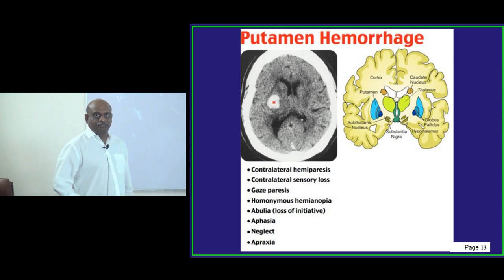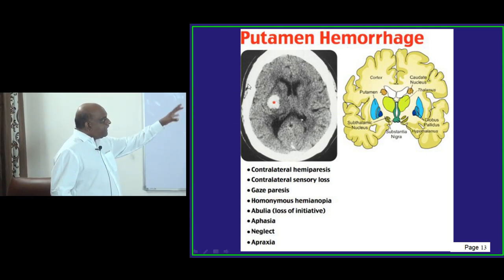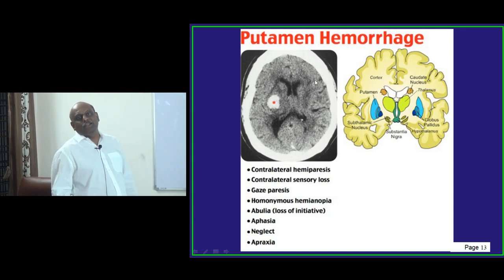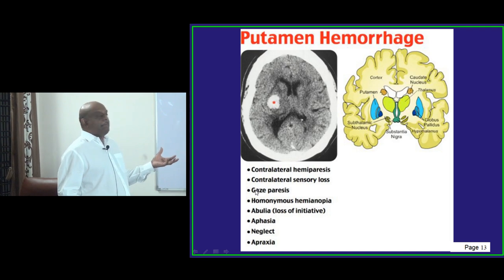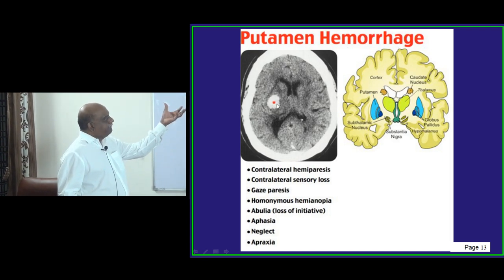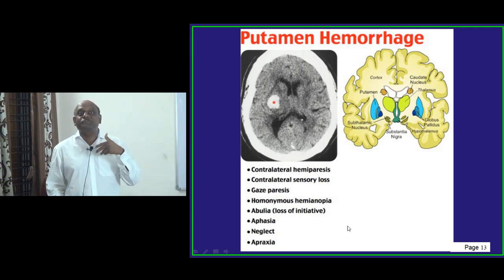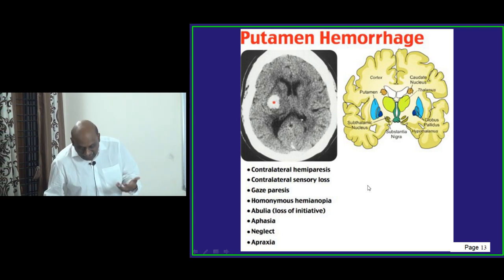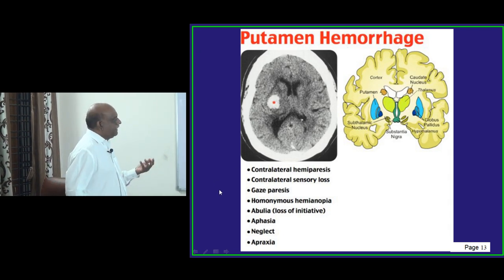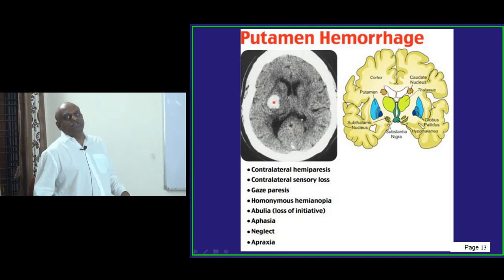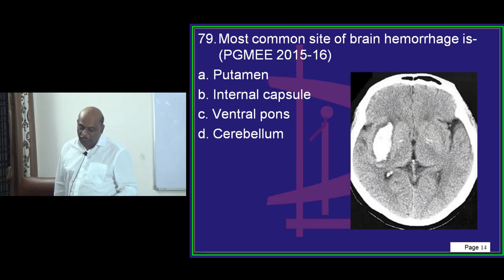I'm vouching for you. So if there is a bleed in the putamen, even if there is some amount of compression happening in the internal capsule, so contralateral hemiparesis, some amount of bleed also will be hitting on the thalamus. So contralateral sensory loss, gaze paresis, homonymous hemianopia, abulia, loss of initiative is one of the very, very important and characteristic features. Then aphasia, neglect, apraxia, they are all the features of the putaminal hemorrhage, is what you have to remember.